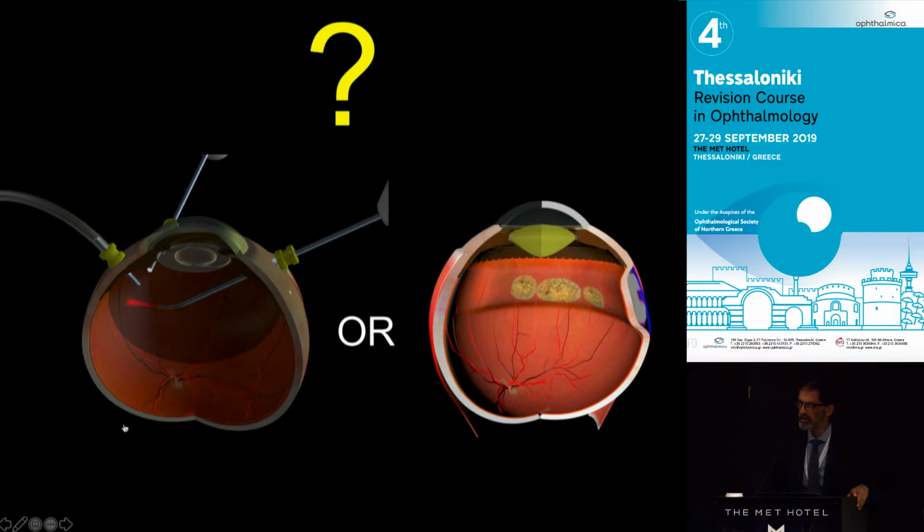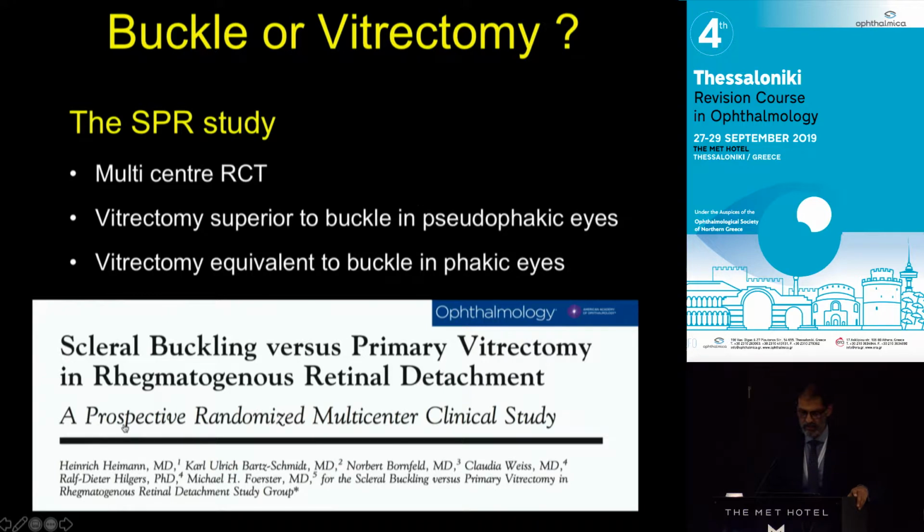Do you choose and tell your patient they're going to do a buckle or a vitrectomy? The answer is there's only one good study that looked at that, and their conclusion was that vitrectomy was superior to buckle in pseudophakic eyes, and vitrectomy was equivalent to buckle in phakic eyes. There's a bit of contention about this.